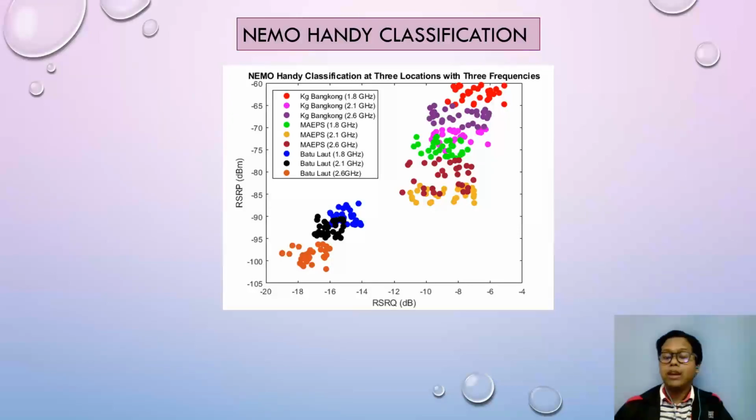As for the NEMO Handy classification, it shows that Kampung Bangkok has the strongest signal strength compared to the other two locations, since the signal strength shown in Kampung Bangkok is in excellent and good condition.